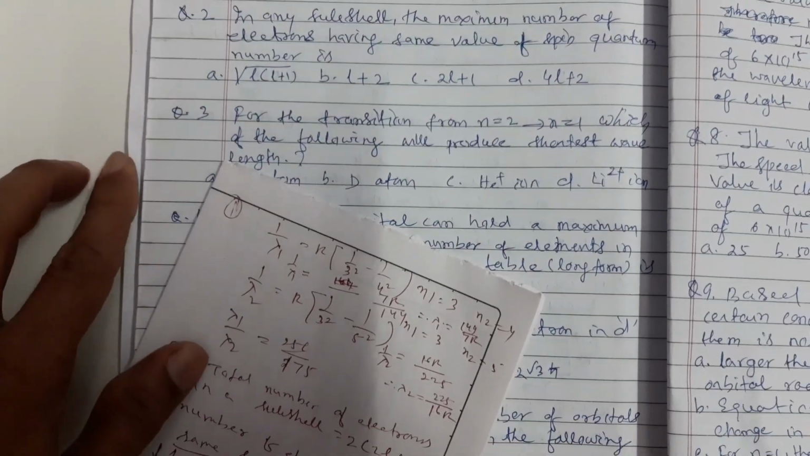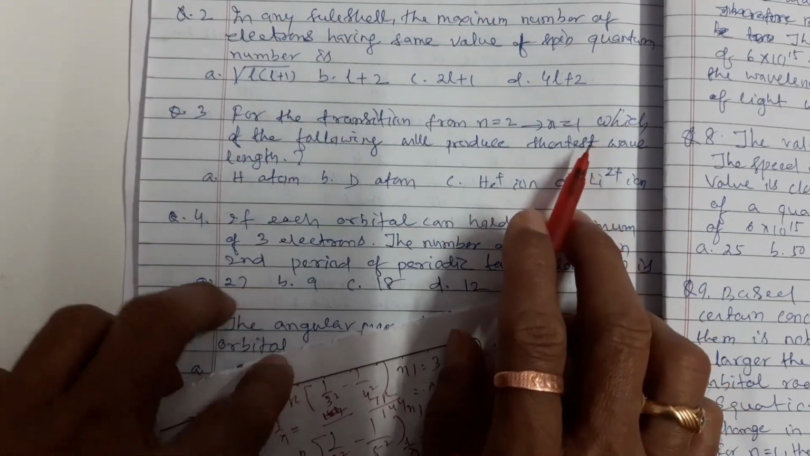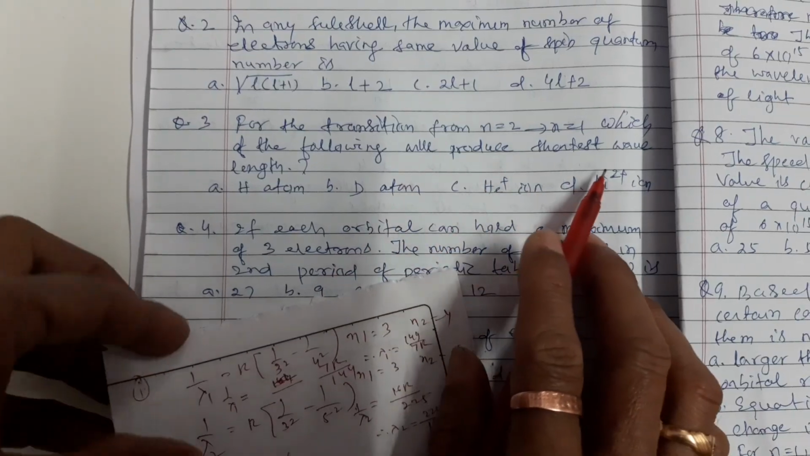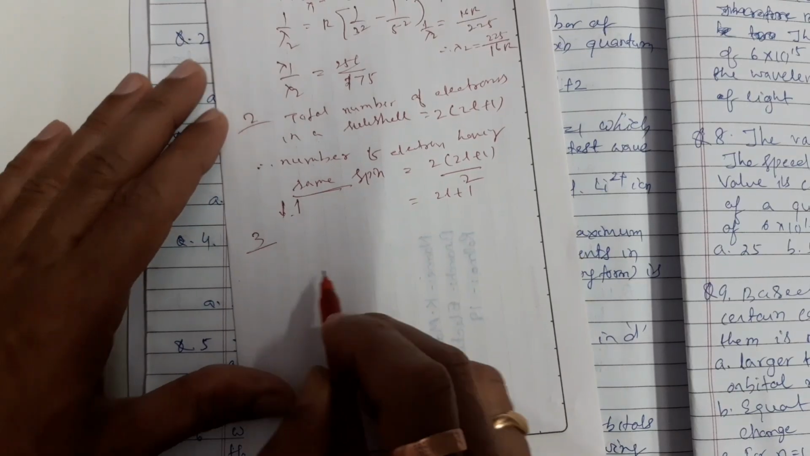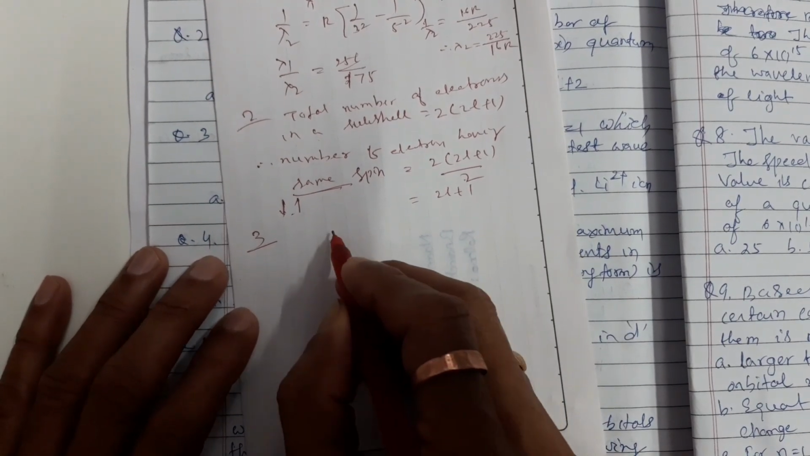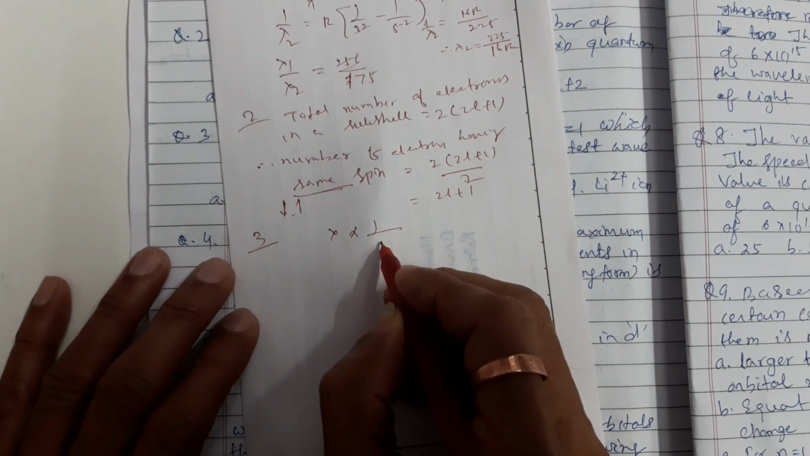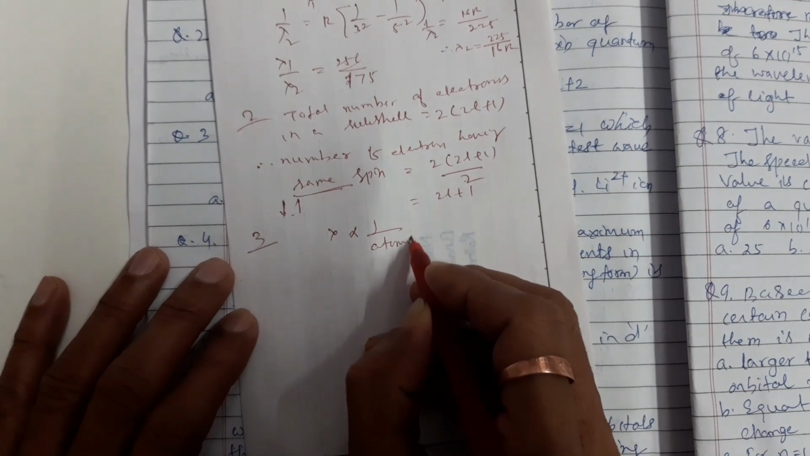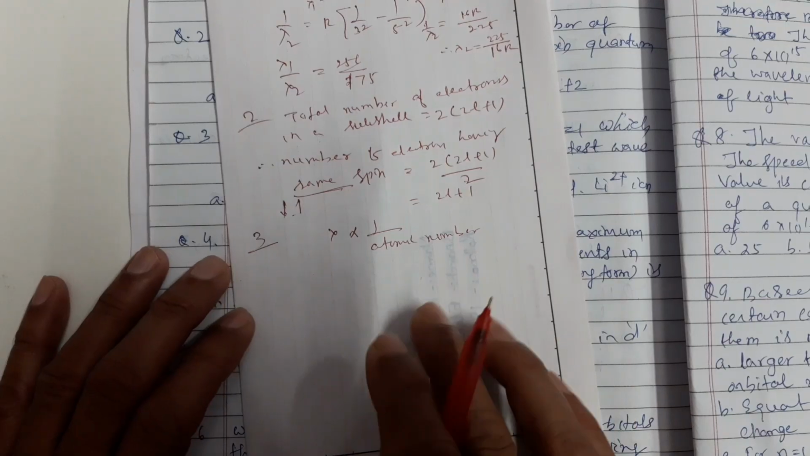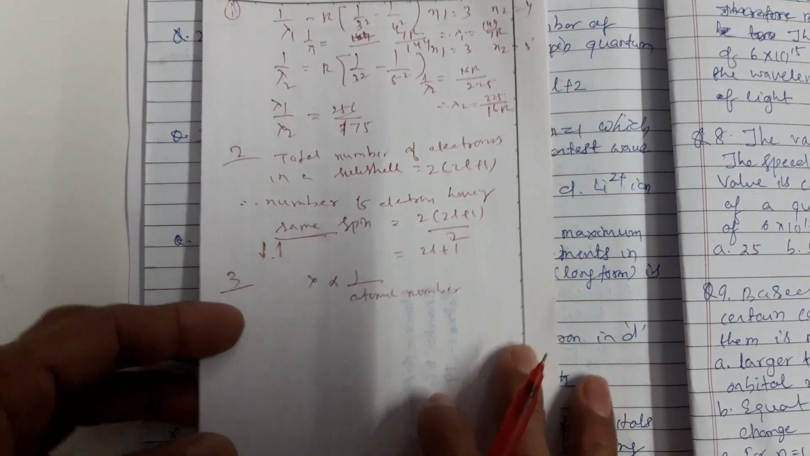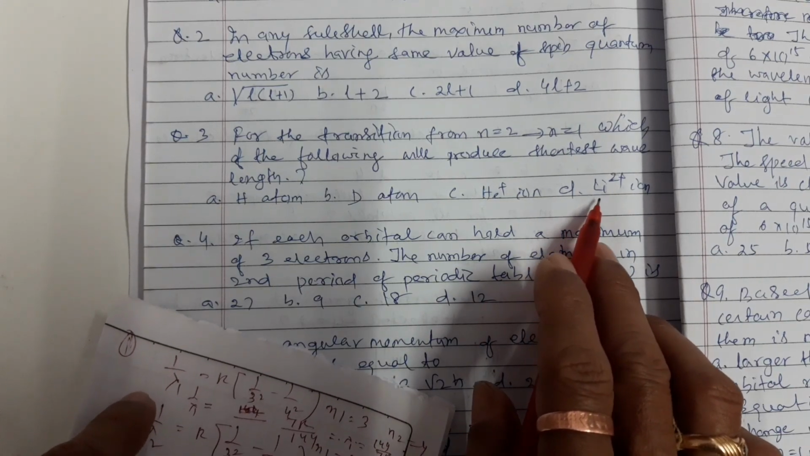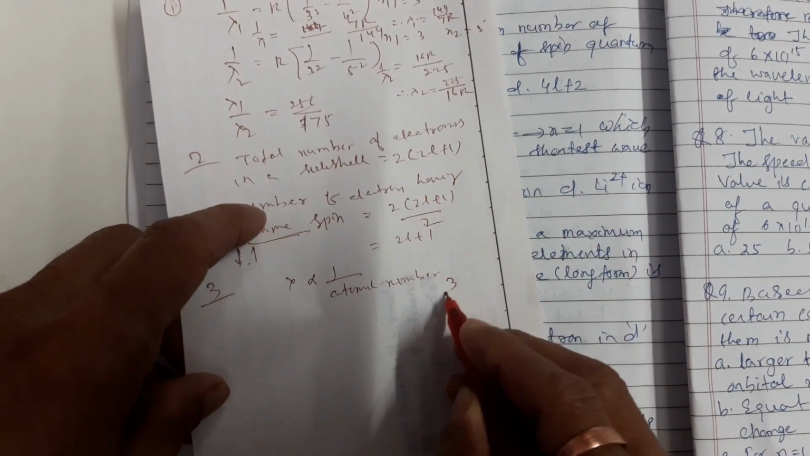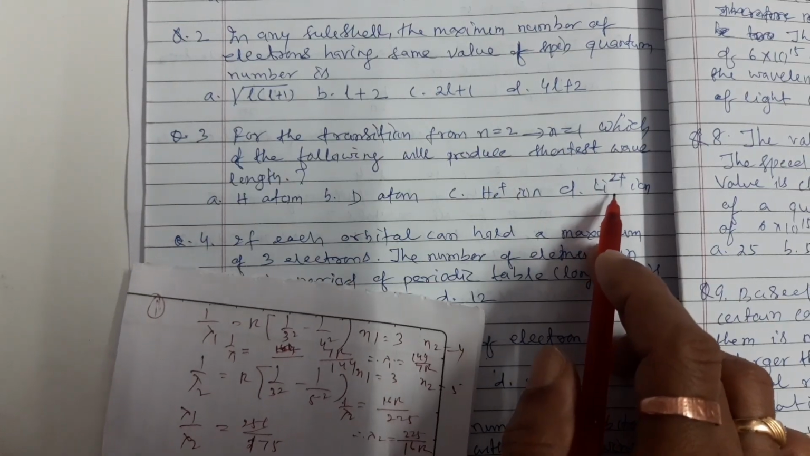Next, for the transition from n equal to 2 to n equal to 1, which of the following will produce the shortest wavelength? Question number 3. Wavelength is inversely proportional to the atomic number squared. So for the shortest wavelength, which one is heavier? D is heavier. Li plus 2 has atomic number 3, so it is heavier, therefore it has the shortest wavelength.